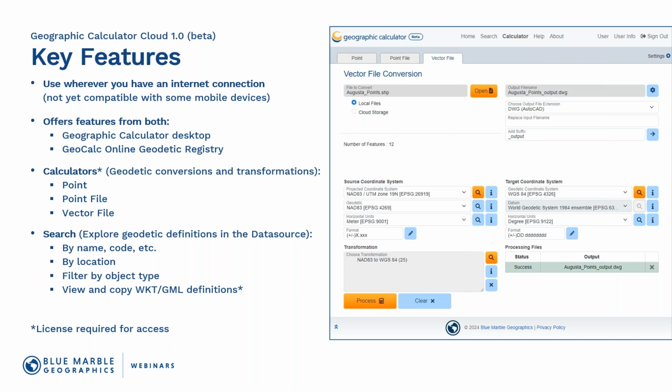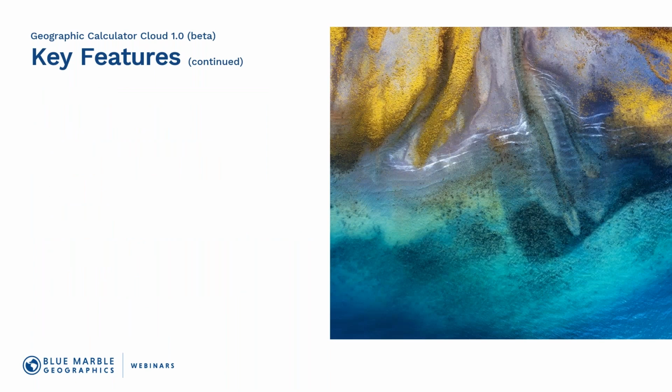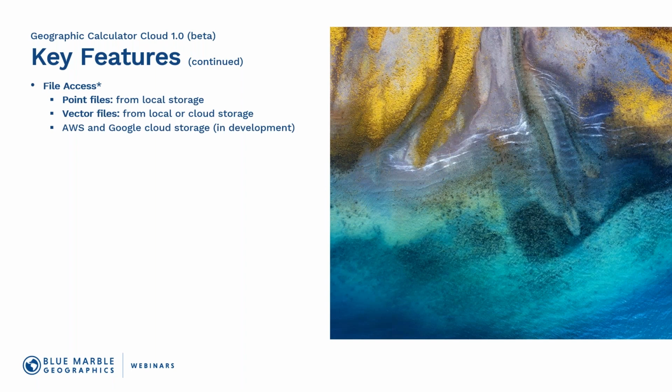You do need to be logged in to use both the calculators and the ability to view and copy the well-known text in GML. The data source is the full data source that is available in the desktop, and that is cloud hosted in this version. So when you're doing cloud processing, it's right up there in the cloud already. And if you're doing any processing that occurs locally within your web browser, it downloads the definitions required for that process to your browser.